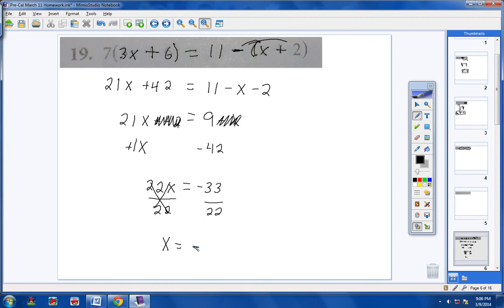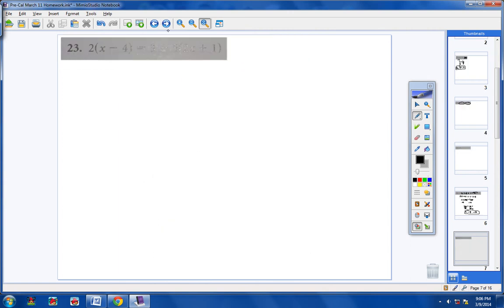And 11 goes into both these numbers. 11 goes into 33 3 times, and 11 goes into 22 2 times. So when you reduce that fraction, you get negative 3 halves. Or if you want to put negative 1 and 1 half, that is acceptable also. Okay? And that's number 19. Let's take a look at number 23.